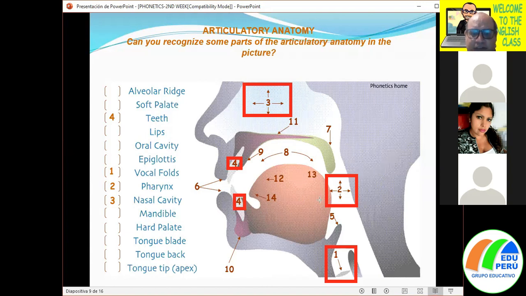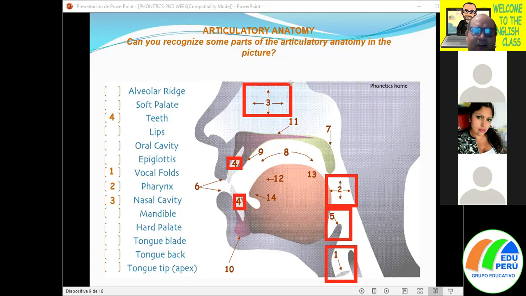Number five, one of you told me number five. The glottis? Oh, close. The epiglottis. Yes. The epiglottis is a muscle that you use to close the tract that goes to your lungs when you eat. Sometimes when we speak and eat at the same time, we start coughing. It means your epiglottis didn't close fast enough, and your food goes to the lungs. It's a very important muscle. Very good.